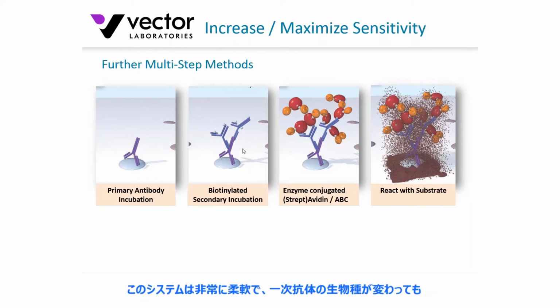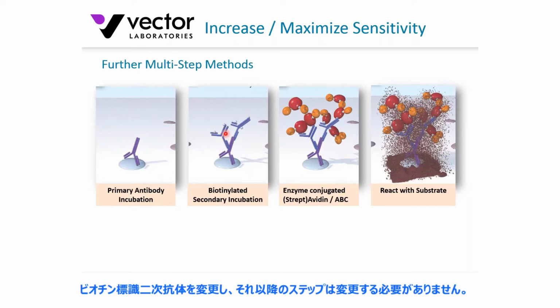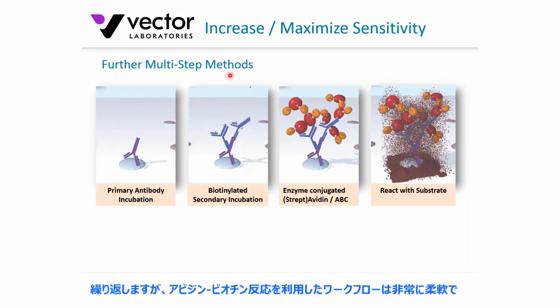Now, this is an extremely flexible and modular system whereby if you did have different species of primary antibody, you can easily swap out a biotinylated secondary antibody and retain the enzyme avidin or streptavidin conjugate and the end part of the workflow here. So again, very modular, very flexible methodology. And it could certainly factor into reducing optimization and costs at your end.